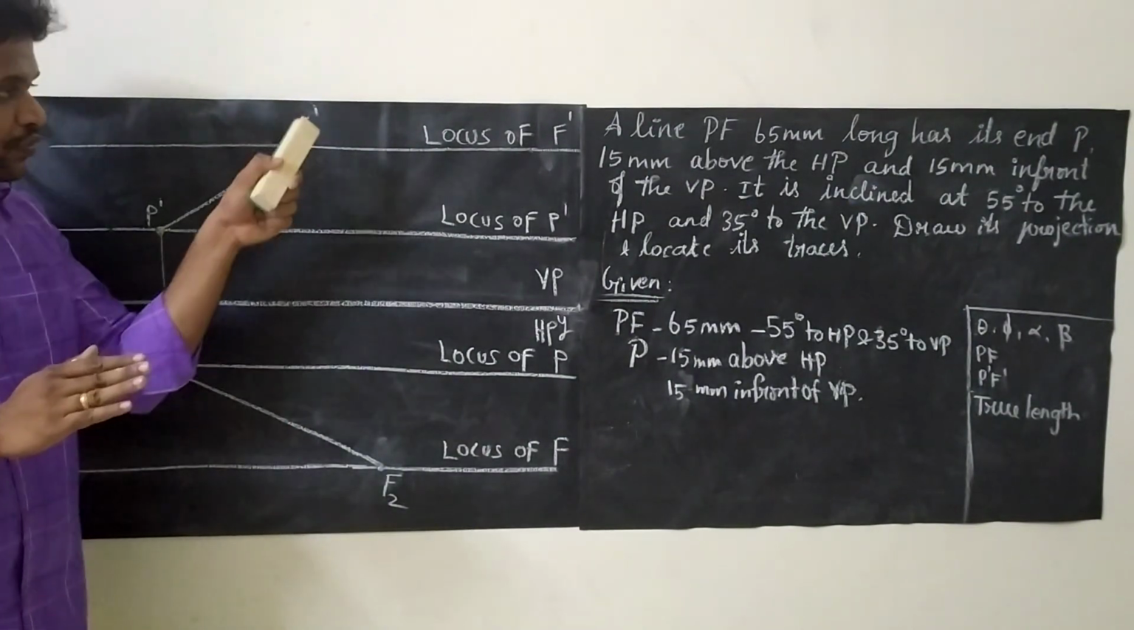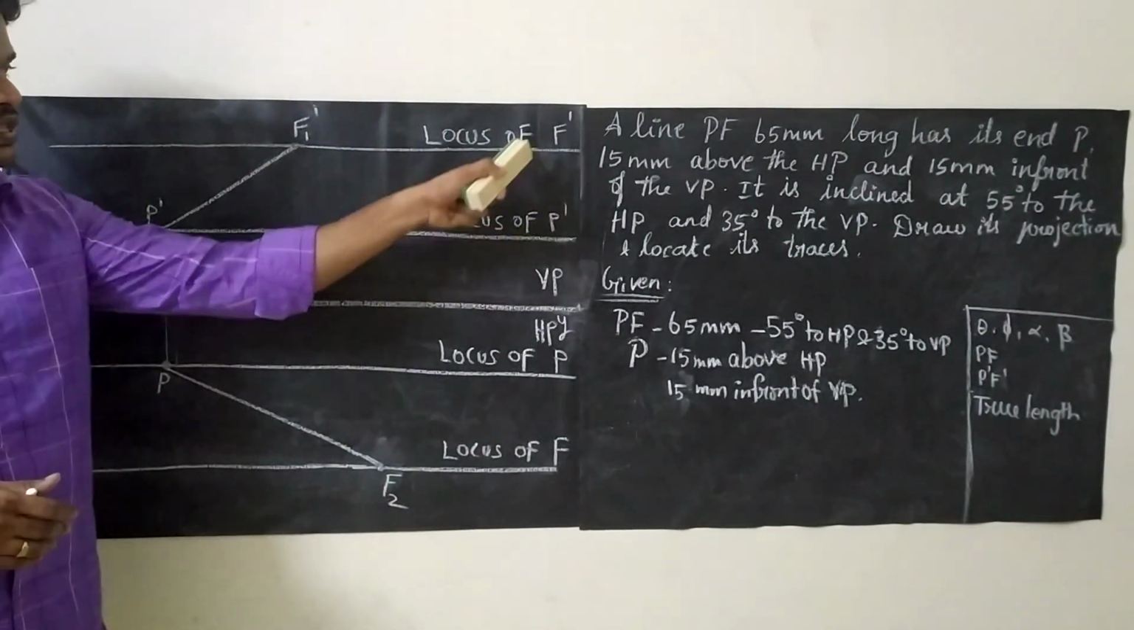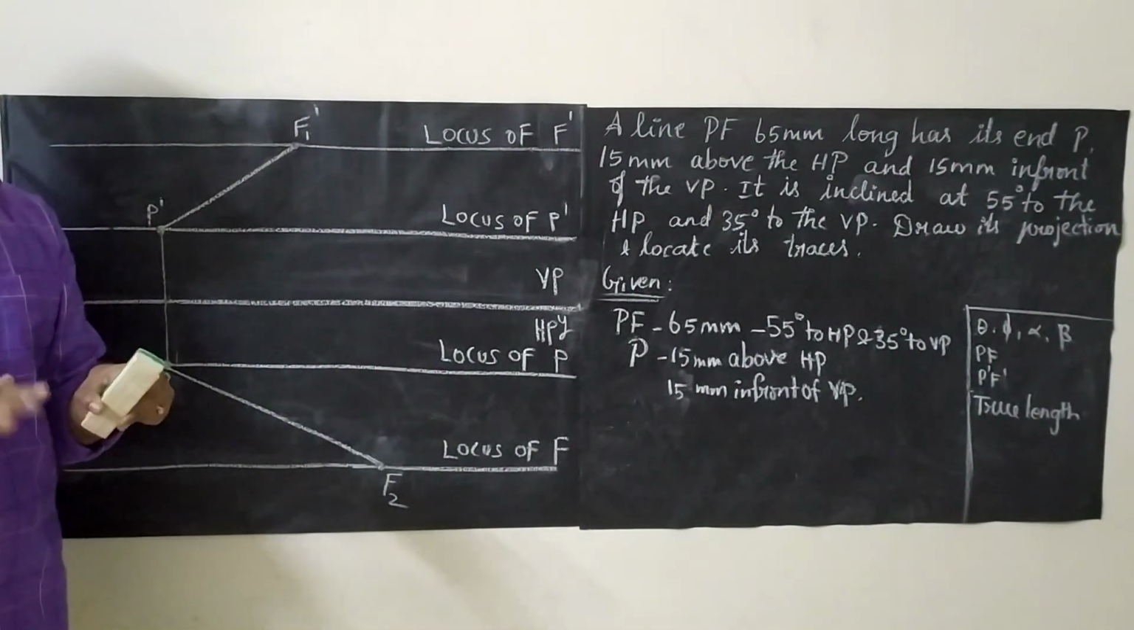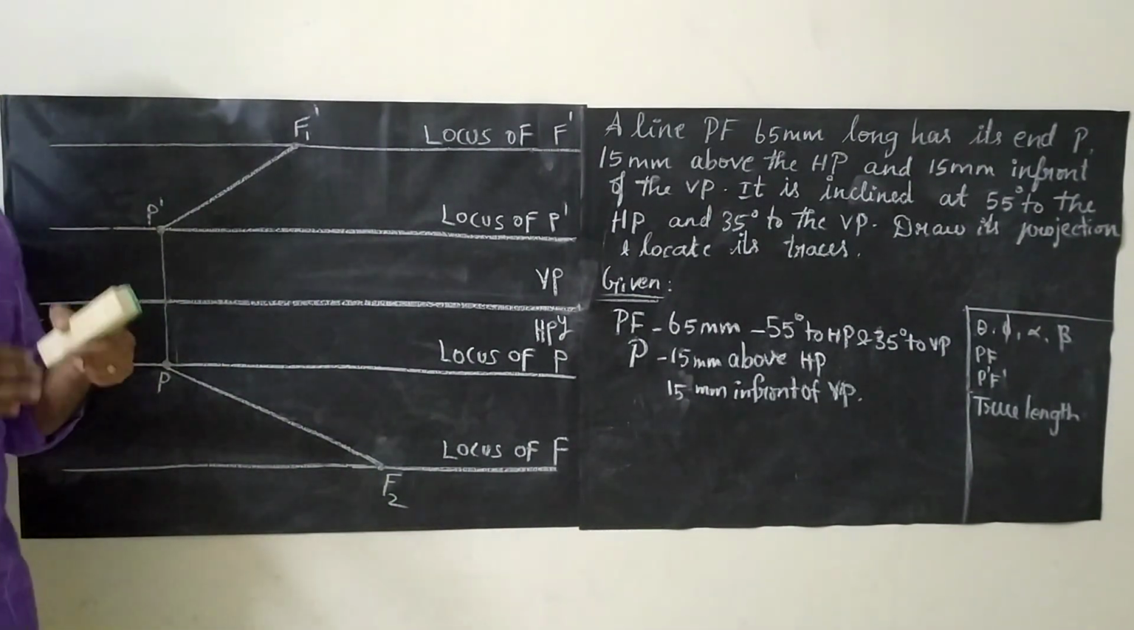Once we got all the 4 loci, that is locus of P dash, F dash, P and F, means 60% of the problem is over. It's very easy for us to complete the remaining steps.